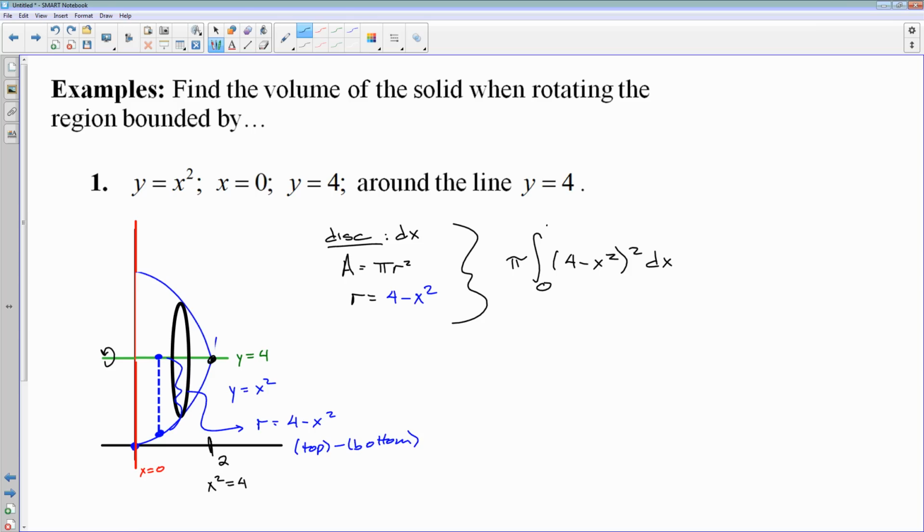So we're going to go from 0 to 2, and that's the integral that would find the volume of this region. I'm going to come back and solve these later, but right now I just want to set up the integral. I will go through the very first step of integrating.